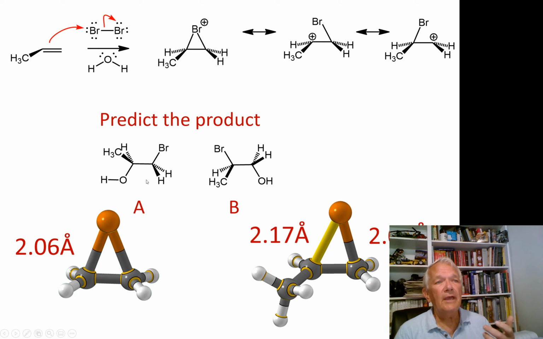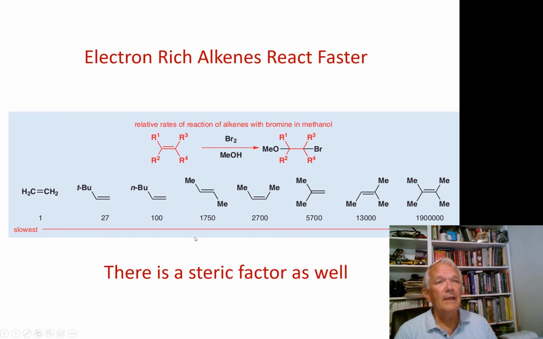One is that the incoming base will go for the more substituted center, and it also comes in anti to where the bromide is, because it's going to open from below. So there's both regiochemistry and stereochemistry involved in this reaction.